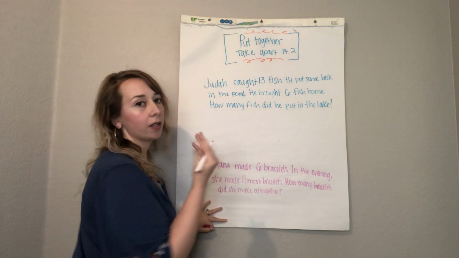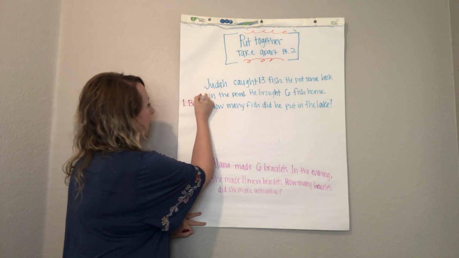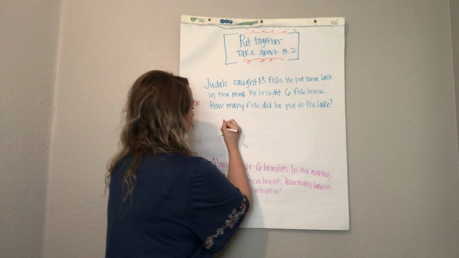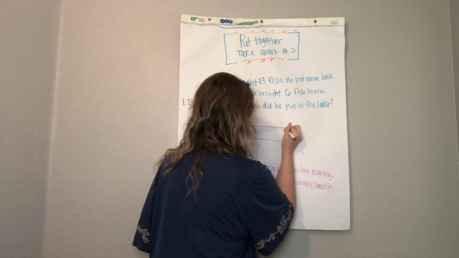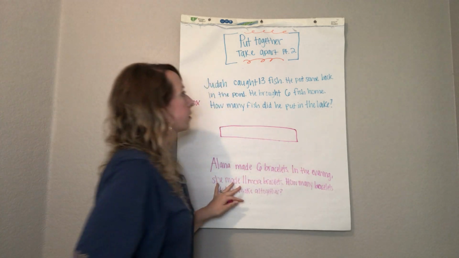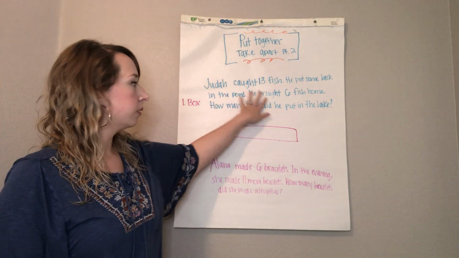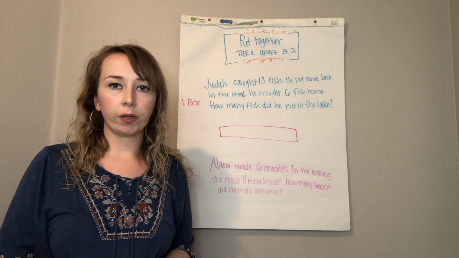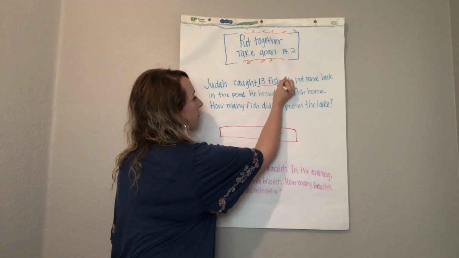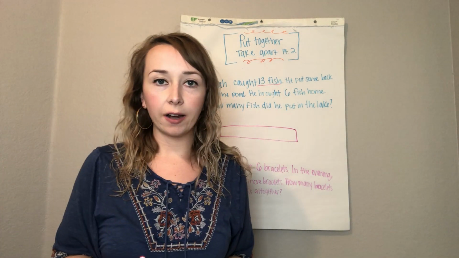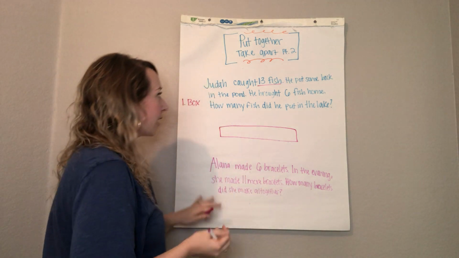So my first step is to draw my box. I'm going to draw my box here. All right. So what is going to go first in Mrs. Gordon's box here? Which number am I starting with? Right, I'm going to start with the 13 fish that Judah originally had because we're taking away from that bigger number. So let's count out 13.